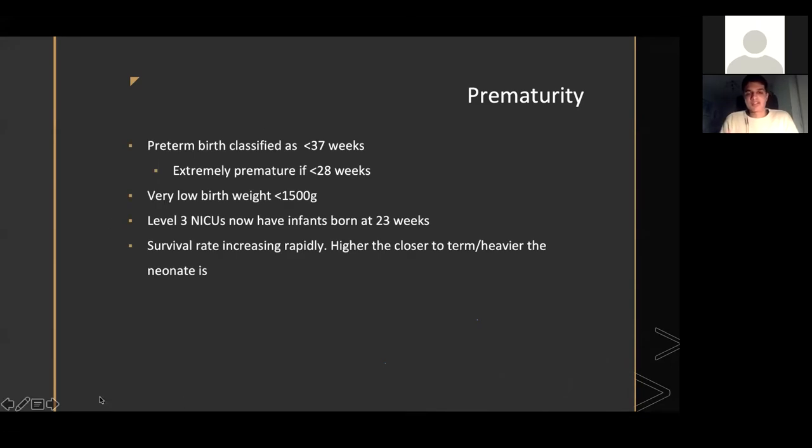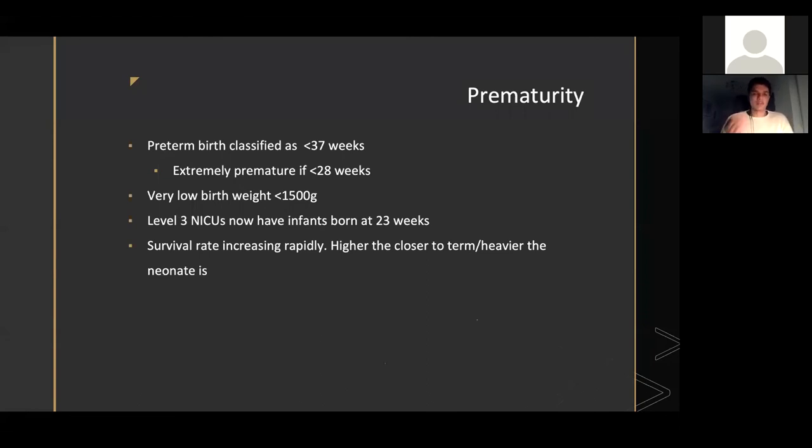Prematurity, so preterm birth is classified as being born less than 37 weeks. These days, less than 37 is still fine. Less than 34, 32 is where you start to get issues of prematurity, really. Extremely premature, the classification changes all the time in all countries. Some use a week cutoff, some use a weight cutoff. I've included two reasonable cutoffs that people tend to use. Nowadays, some of you Imperial students might get the chance to go to Chelwest NICU. Some of them are born in their 23rd, 24th week of life, it's unreal.